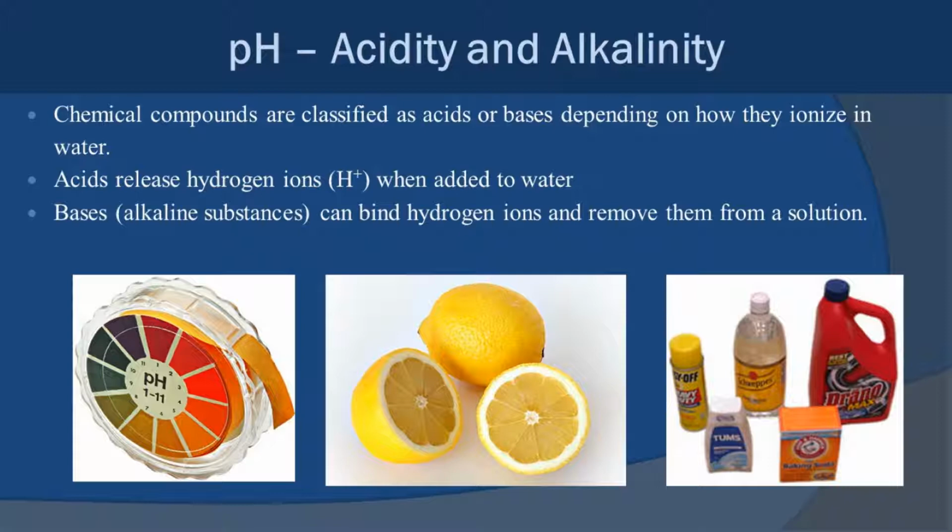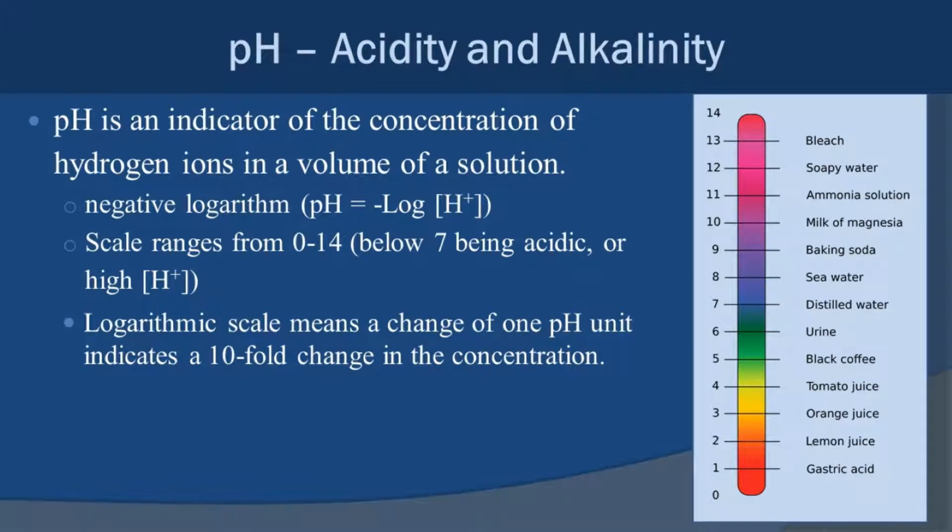Now, some simple acids that you would know of, for example, there are some lemons in that middle picture. Those are examples of acids, but then we also have bases, Arm & Hammer baking soda, for example, things like that. So pH is simply an indicator of the concentration of these hydrogen ions in a volume of solution.